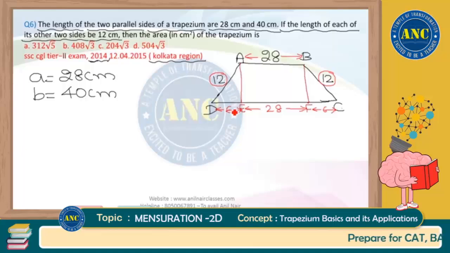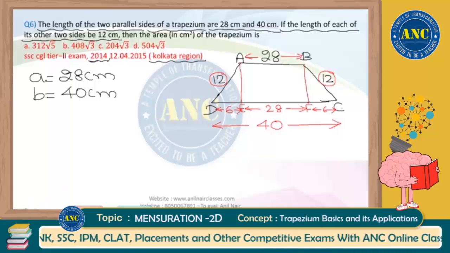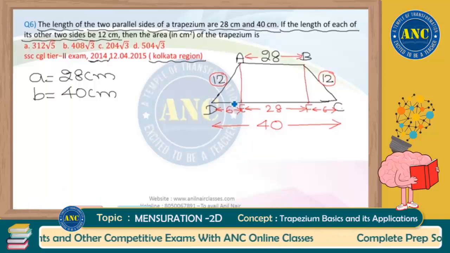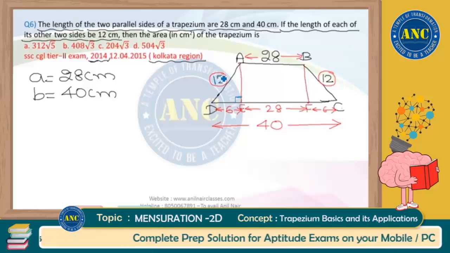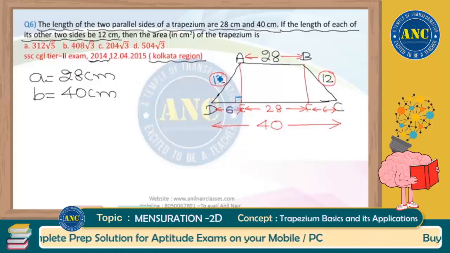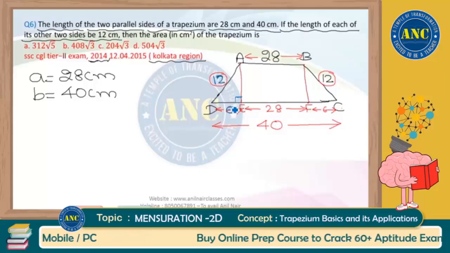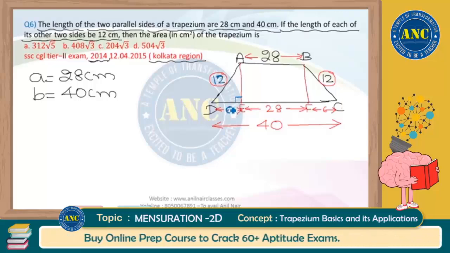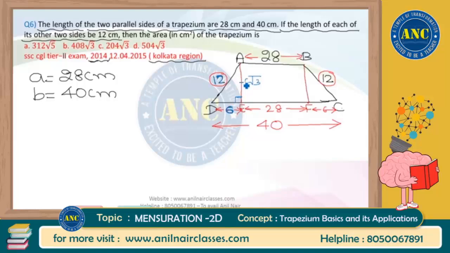DE and FC are 6 and 6 each, so that the total DC value which is given in the question, 40, is satisfied right now. Now can I say like this, that this is my right angled triangle? In a right angled triangle, hypotenuse square: 12 square is equal to 6 square plus AE square. So AE is nothing but square root of 144 minus 36. Square root of 144 minus 36 is nothing but square root of 108. Square root of 108 is square root of 36 into 3. So it is 6 root 3. This value is 6 root 3. This also is the same height, 6 root 3.